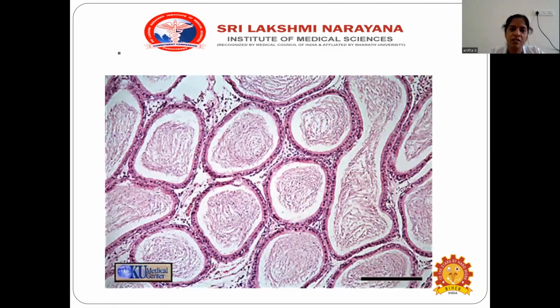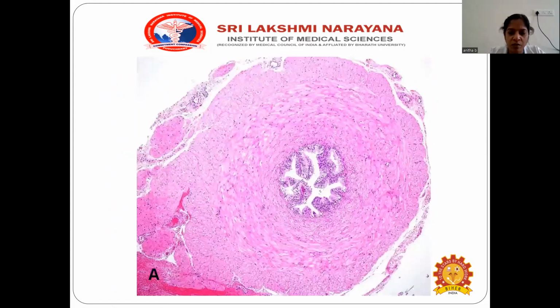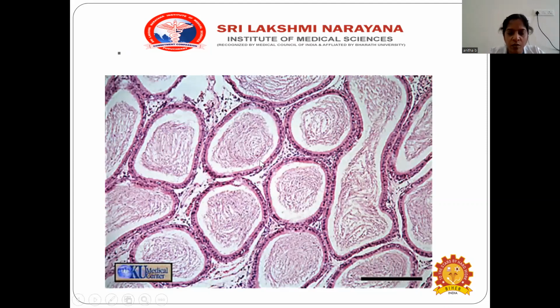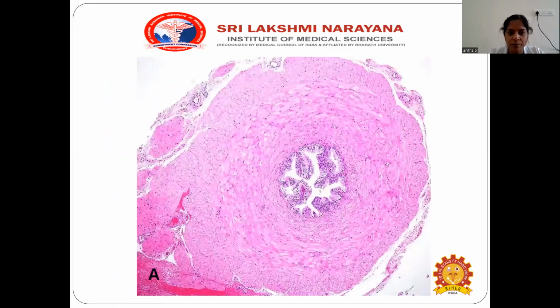Good. The next slide, you can see some ductules. Within that you can see a collection of sperms. Also see the lining epithelium, pseudostratified, multiple layers, no? So this is pseudostratified. So what is that slide? This is a slide of the epididymis.